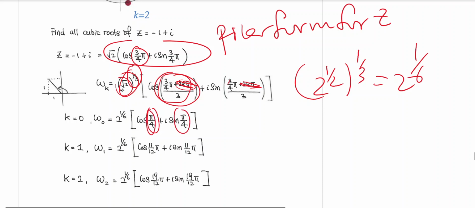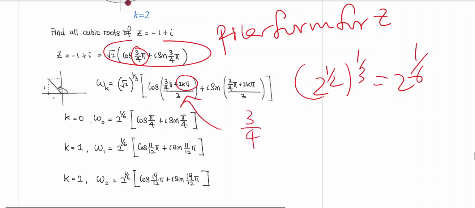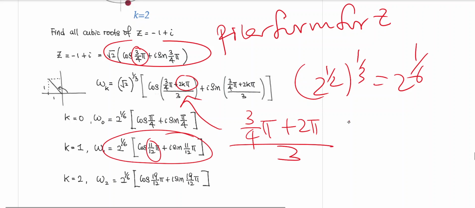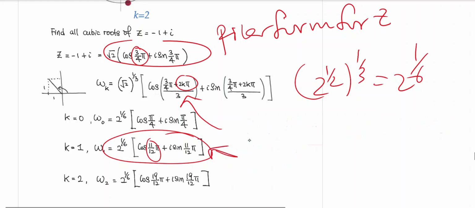And then for k equal to 1, you will get another one. The argument will have to be 3 over 4 pi plus 2 pi over 3. If you do this computation, you will get 11 over 12 pi. This gives you another distinct answer, where if you raise this thing to the power of 3, it will be -1 plus i. You can double check: by De Moivre's theorem, if you raise this to the power 3, you multiply the angle by 3, and you will get back to that. So this is the second distinct root, which we call w1.